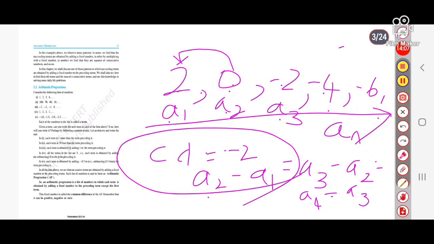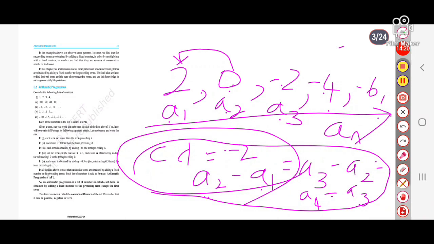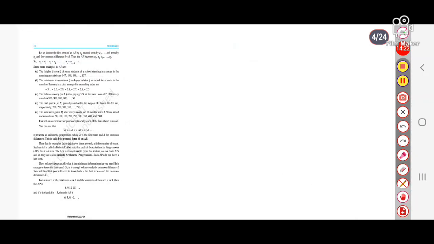So the common difference formula is A2 minus A1 or A3 minus A2 or A4 minus A3. Everything will be the same, right? Only then does it form an AP. So this is the common difference formula that is given in the next page. So over here it is given, the formula of the common difference. So these are the general things that you have to know on the starting of AP.